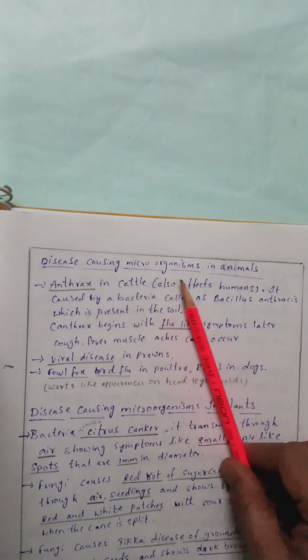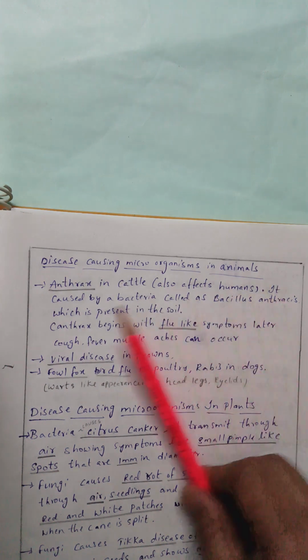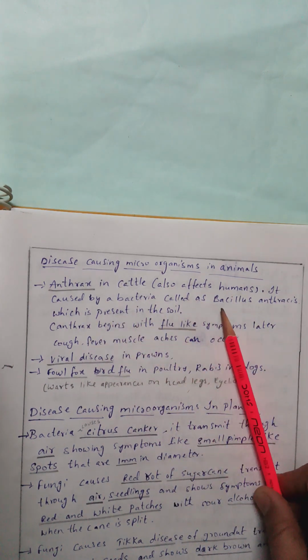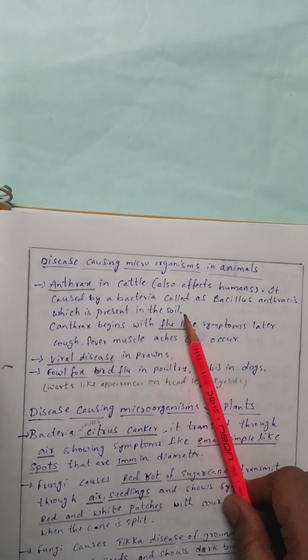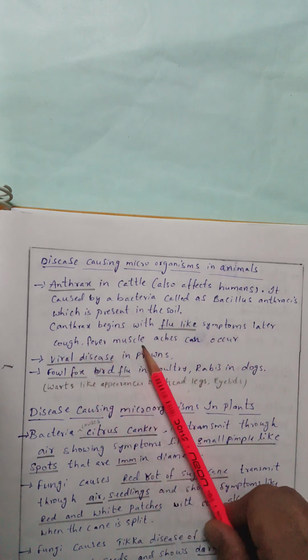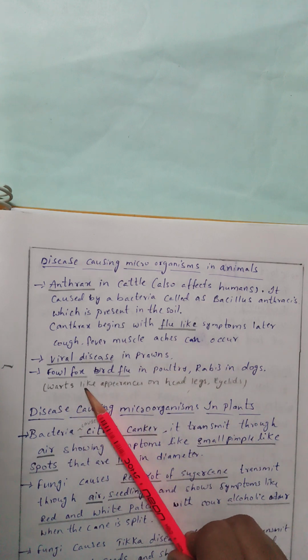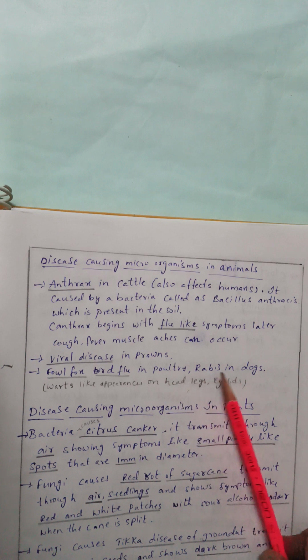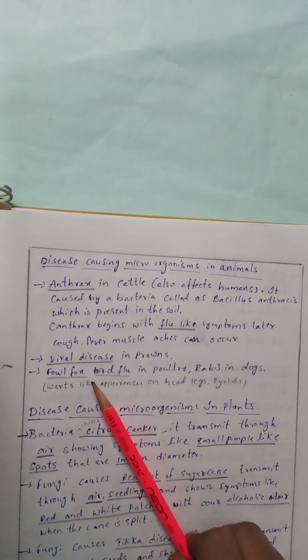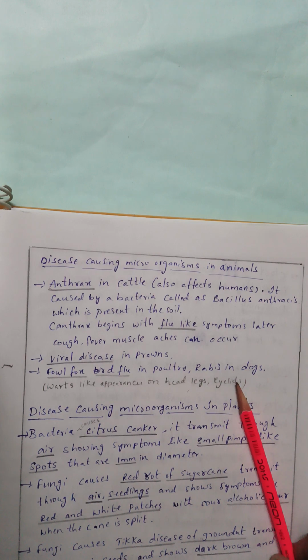Disease causing microorganisms in animals. Anthrax in cattle also affects humans. It is caused by a bacterium called Bacillus anthracis, which is present in the soil. Anthrax begins with flu-like symptoms. Later, cough, fever, and muscle aches can occur. Viral disease in prawns. Fowlpox, bird flu in poultry, rabies in dogs. Fowlpox means a wart-like appearance on head, legs, and eyelids.